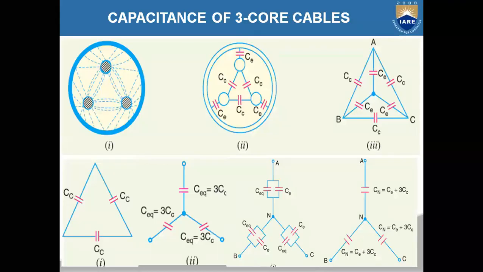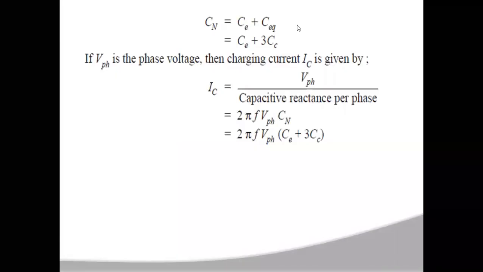See here, up to this you are not having any doubts, I think. The per phase capacitance CN value will be CE plus 3CC. So to get the per phase value of CN, you have to know the value of CE as well as CC. The CE and CC values may be empirical values, determined by scientists, and they will give them directly for a cable of some size and operating voltage.